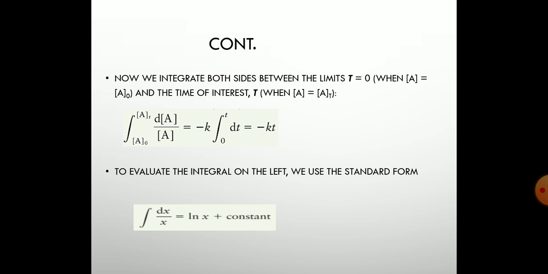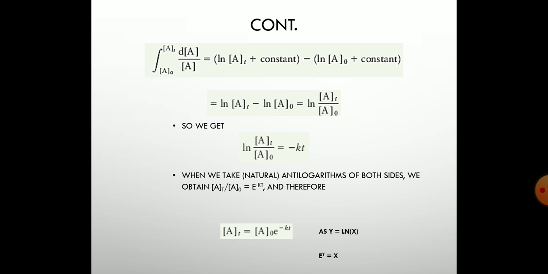Then to evaluate the integral on both sides, we use this standard form, which is written as follows. After it we get the final expression: ln of [A] at time t divided by the initial concentration of A is equal to minus kt. When we take the anti-logarithm of both sides, we obtain the final expression: the molar concentration of A at time t is equal to the initial concentration of A times e raised to the power minus kt. As y is equal to ln x, e raised to the power y is equal to x.